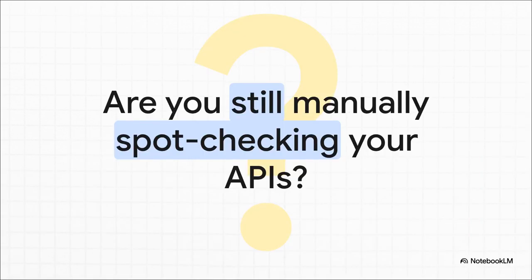Okay, let's be real for a second. Are you still just poking around your APIs every now and then, hoping you find a security hole? You know, a little spot check here and there? Look, it's super common, but honestly, that's like trying to guard a bank by only checking the security cameras once a day. It's just not going to cut it anymore.